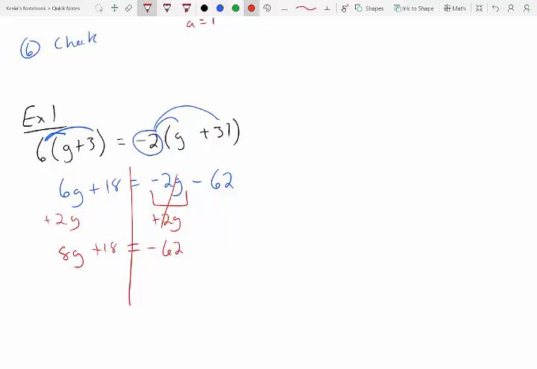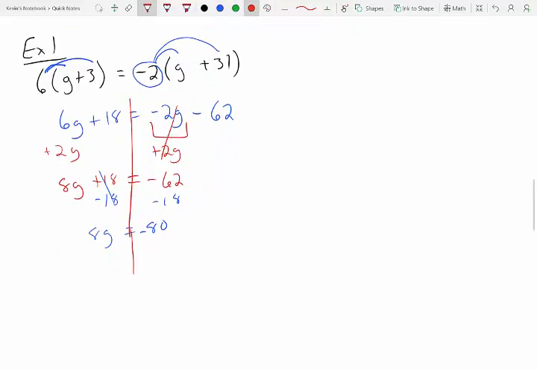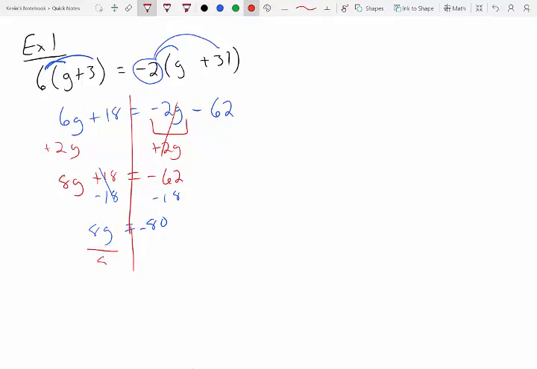So now I need to get the 18 away from the g. So I say minus 18, and I get 8g equals negative 62 minus 18 is going to get me negative 80. From here, I need to get the g by itself, so I use inverse operations, and I say divide by 8, I have a g left, and I divide by 8 over here, I get negative 10.